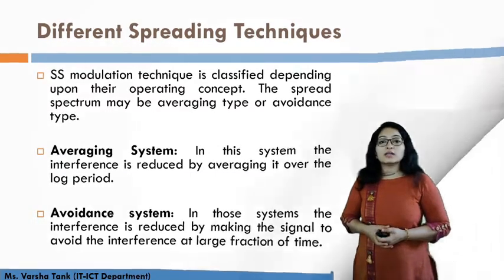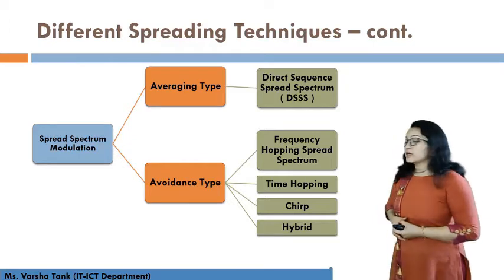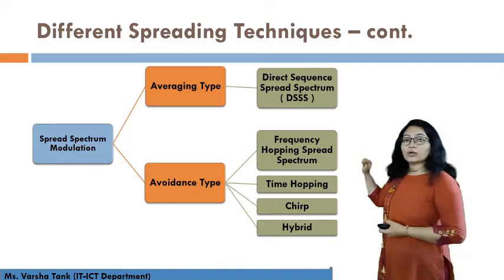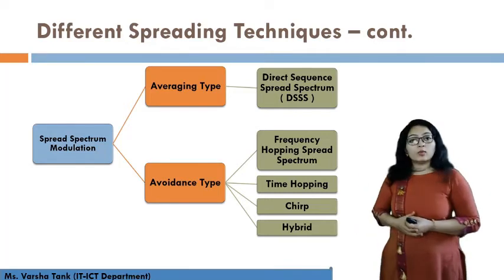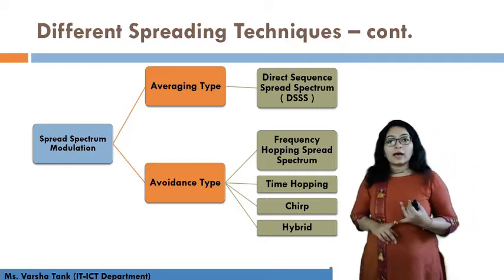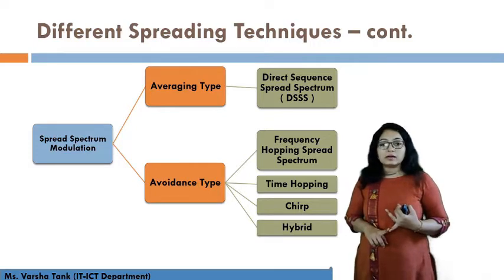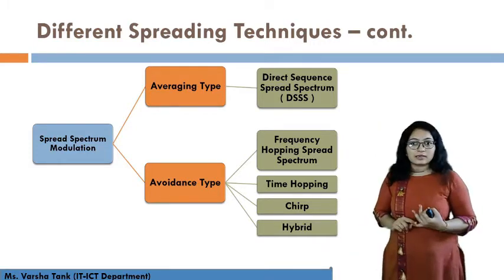Let's see what the different techniques are. Here you can see the spread spectrum technology has basically two types. First is the averaging type, and next is the avoidance type. In the averaging type, we have the direct sequence spread spectrum technology, that we will see in our syllabus. In an upcoming lecture we will also see FHSS.